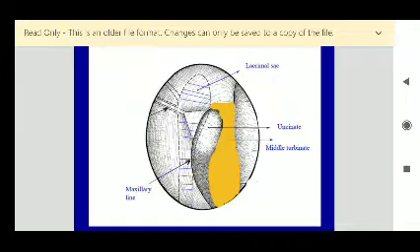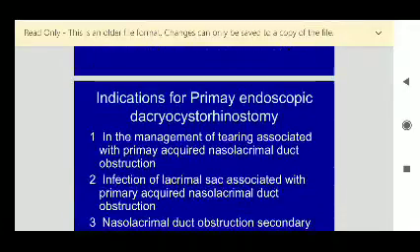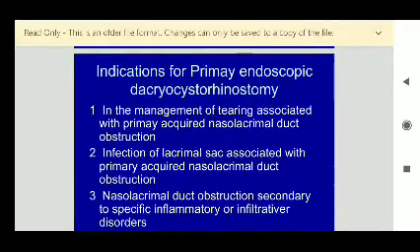diagrammatically, the shadow, the maxillary line, and then the uncinate. The middle turbinate is also seen. Intranasal landmarks for locating the sac. The maxillary line is the mucosal projection along the lateral wall that serves as the landmark for endoscopic sinus and orbital procedures.